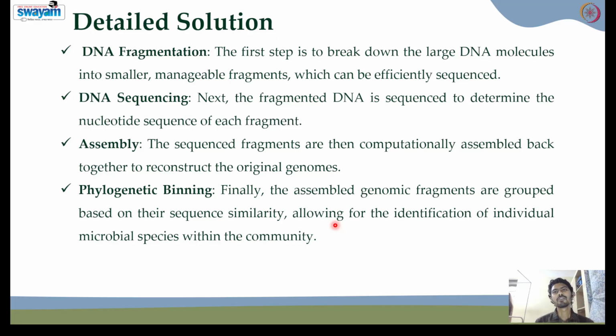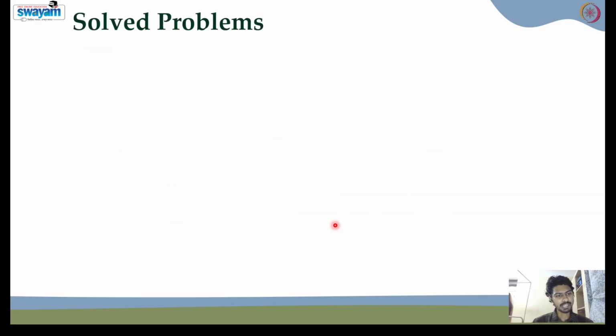First, you break down the larger fragments into smaller fragments. Once you have these smaller fragments, you sequence them through NGS in order to find the sequence of each fragment. Once you have that, you try to assemble them and reconstruct the original genome. Then you can group these genomes based on their sequence similarity, which helps us identify the microbial species. Yes, you are correct. Option C is the correct answer.